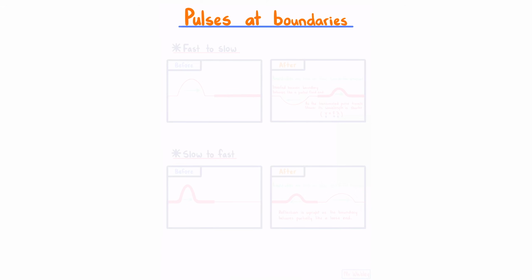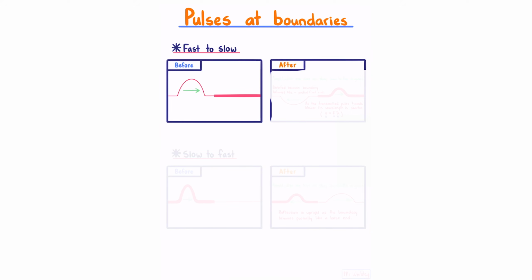Pulses at boundaries. Consider a pulse moving from a fast medium to a slow medium, such as a thin rope to a thick rope. In our situation afterwards, we are going to have an inverted reflection, inverted because the boundary behaves like a partial fixed end. We're also going to have some of that pulse transmitted, and as the transmitted pulse travels slower, its wavelength is shorter. We can show this with our v equals f lambda if we have a reduction in velocity, and our frequency is the same as it always is in these interactions. Our wavelength must decrease, and the amplitudes are less as they sum to the original.